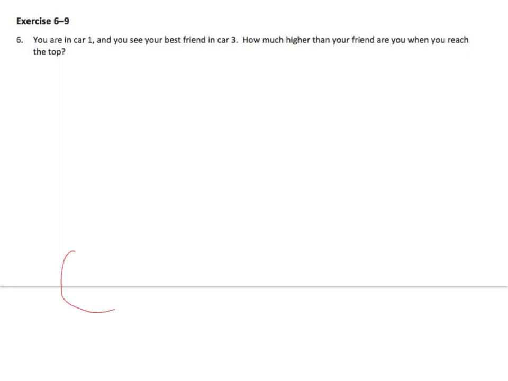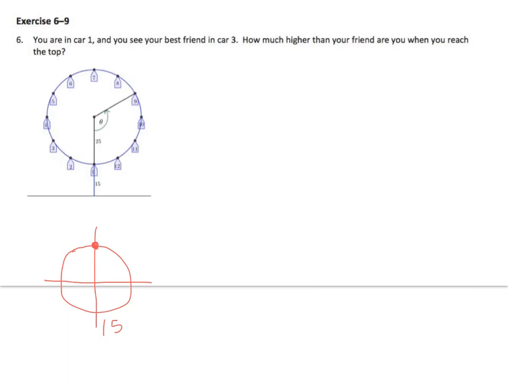We're still using the same example from the previous example, where our diameter is 50 and we're 15 feet from the ground. So when you're at the top, your height is 65 feet, and you've rotated 180 degrees, which is pi. Your friend in car 3 has rotated through 60 degrees less than you have. I pulled the picture in to help us a little bit.